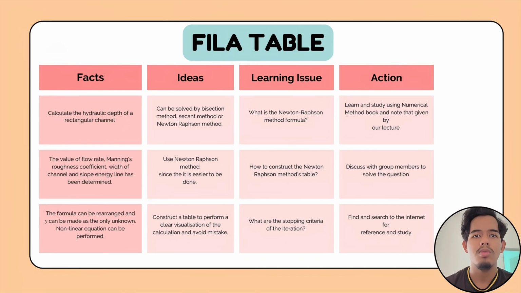We use the Newton-Raphson method since it is easier to do, and we construct a table to give a clear visualization of the calculation to avoid mistakes. So the learning issues from here are: what is the Newton-Raphson method, how to construct the Newton-Raphson method table, and what are the stopping criteria for the iterations.